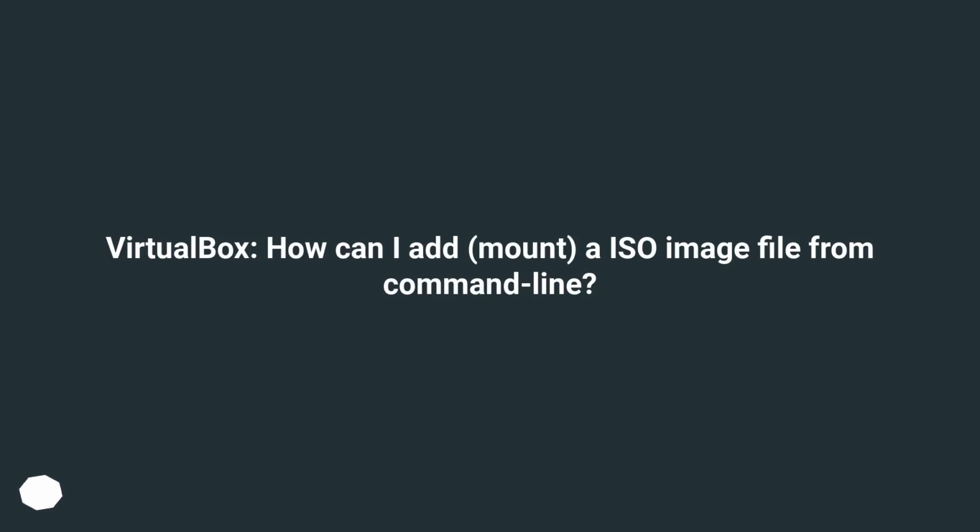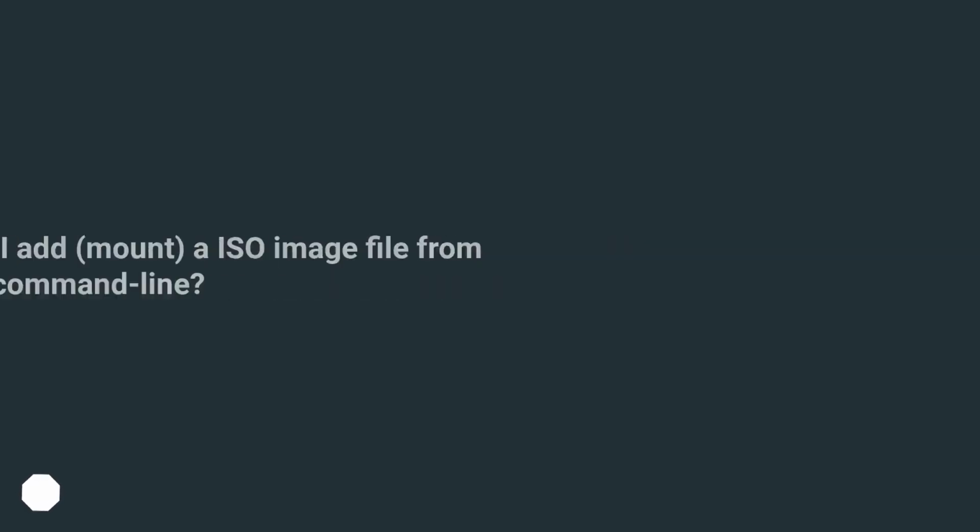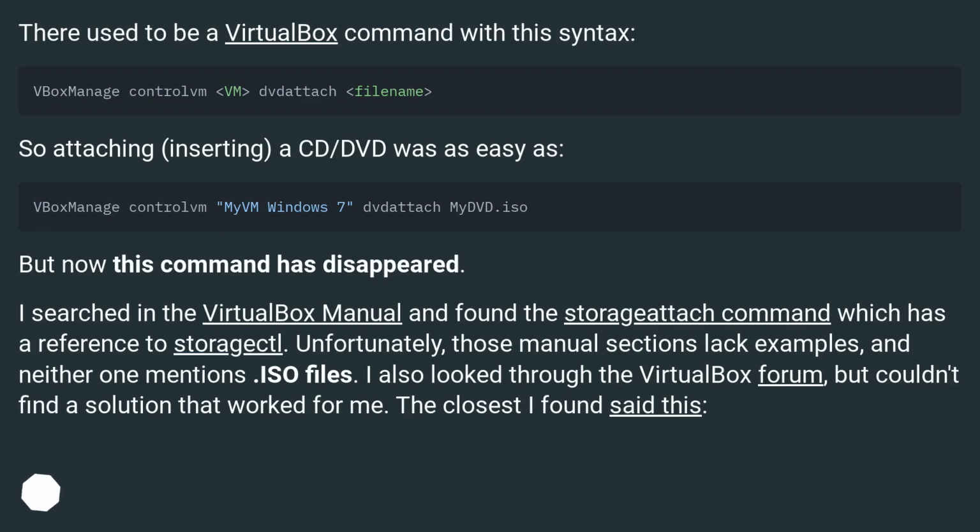VirtualBox, how can I add, mount, an ISO image file from the command line? There used to be a VirtualBox command with this syntax. So attaching, inserting a CD/DVD was as easy as that. But now this command has disappeared.